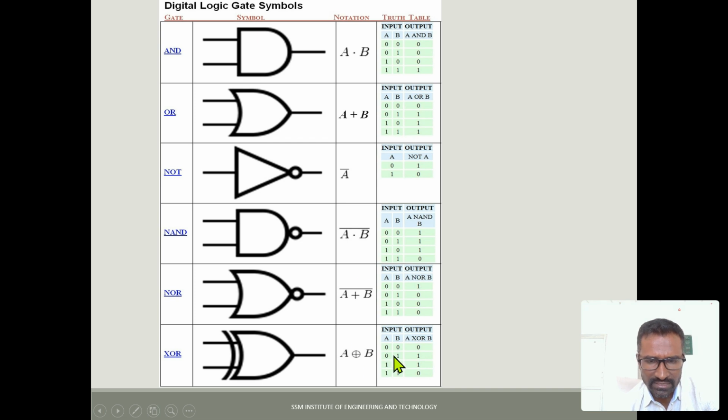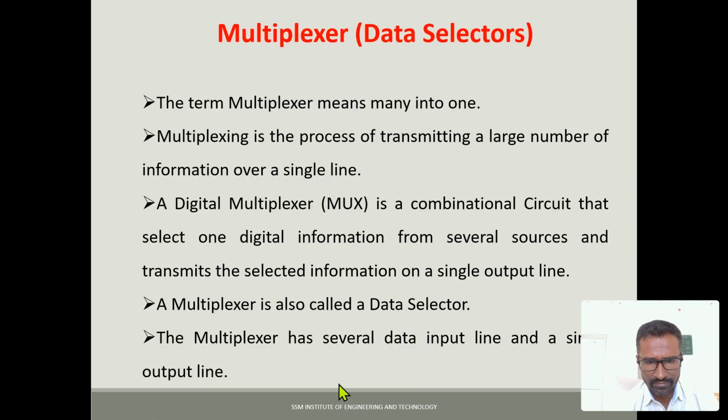Here, it must be that any one input is high, and then the output will be high. So multiplexer, the definition of multiplexer is many to one, actually many data inputs into one output.